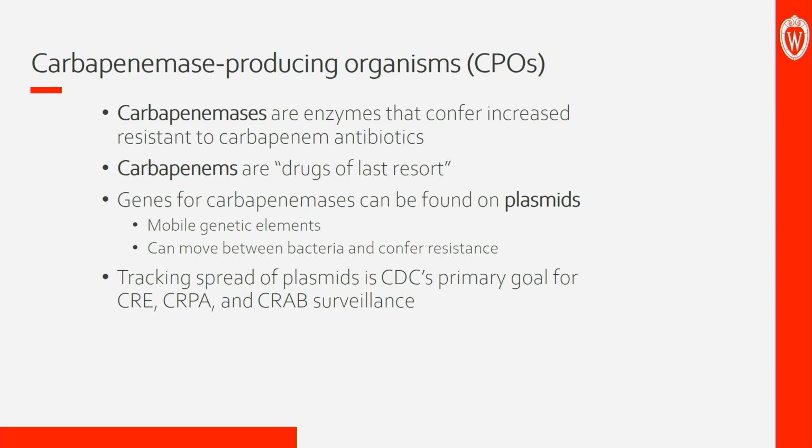So the genes that encode these enzymes can be found on plasmids. Those are little circular, mobile genetic elements. They can move between bacteria and confer resistance. So in addition to looking for the spread of bacteria from patient to patient, we are looking for the spread of these genes from bacteria to bacteria within patients and between patients. And so tracking that spread of plasmids is CDC's really primary goal for CRE, CRPA, and CRAB surveillance.